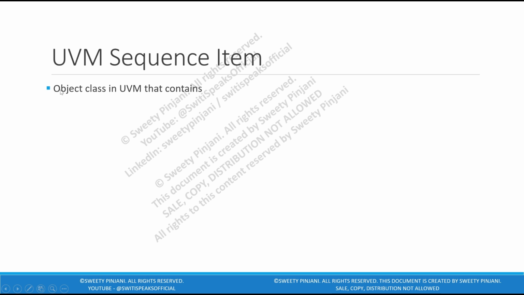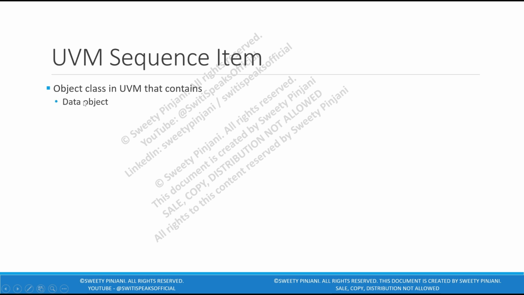What is the main difference between component and object? Component is static. Static means it will stay throughout the simulation. Till the end of simulation, your component exists. And objects are dynamic. They will not stay till the end of simulation. They'll only stay until they are required. That is one of the main differences between component and object. In case of UVM, your sequence item is an object, not a component.